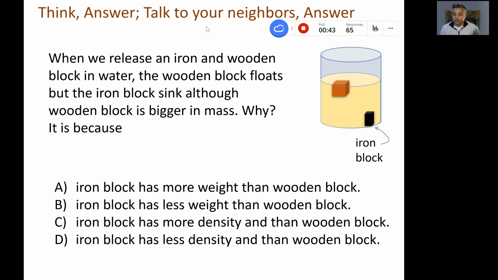And I forgot to warn. 15 seconds. 5 seconds. 5, 4, 3, 2, 1, and it stops. Okay, let's see what we got.